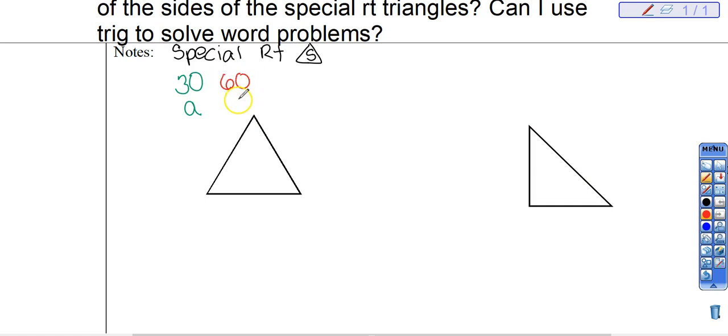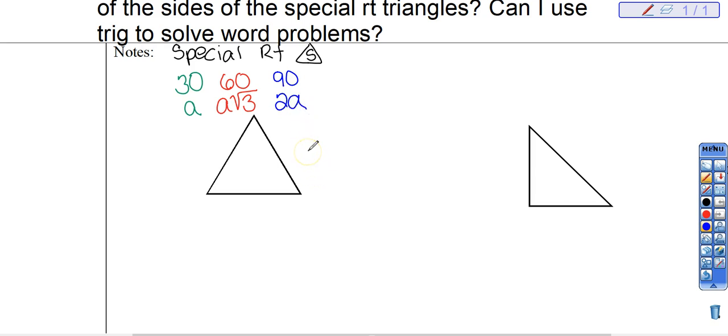And it has a relationship to its side, which is the side length opposite will be A times the square root of 3. And then the 90-degree angle, which will be the last angle in this right triangle, will be opposite the hypotenuse, which will be twice A.